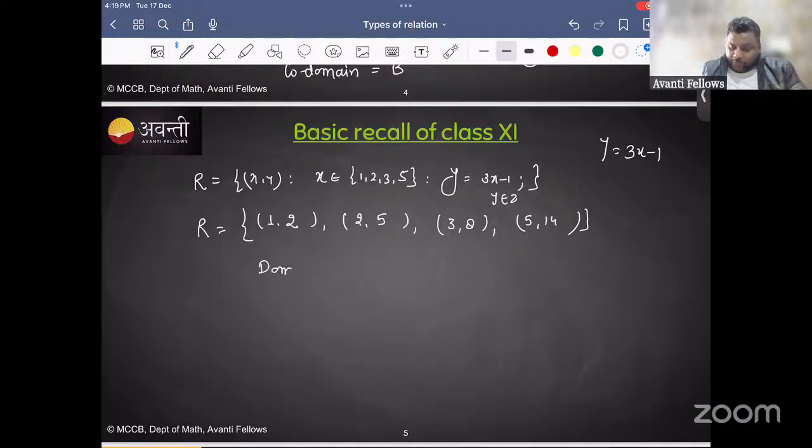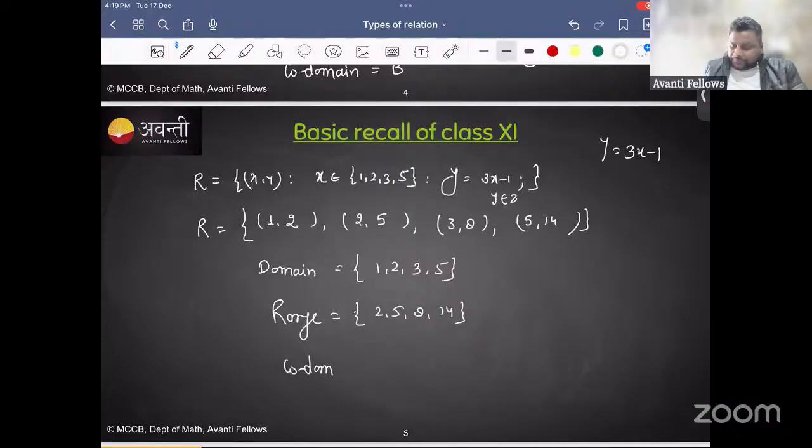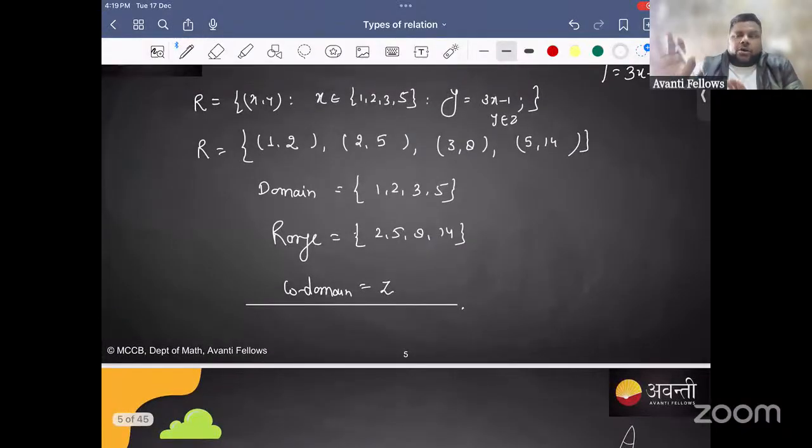Now, what is going to be the domain of this relation? The domain is 1, 2, 3, 5. The range is 2, 5, 8, 14. And the codomain is what? Since y can belong to Z, the codomain is going to be the set of all integers. Am I clear? So this was the basic recall from 11th class.